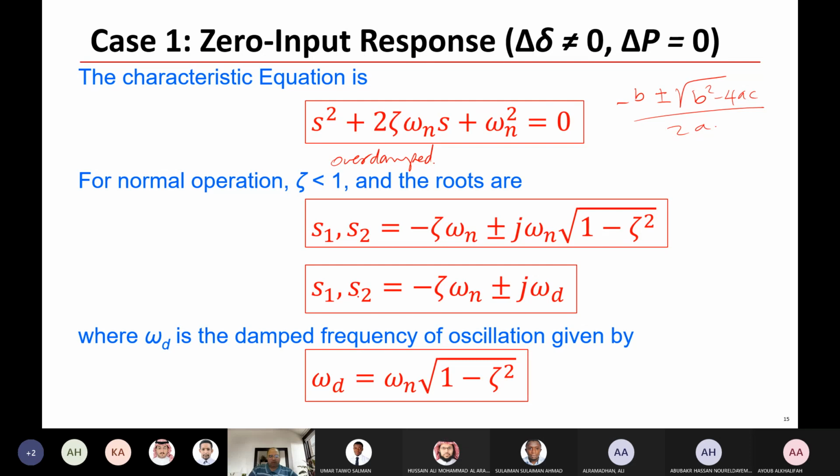So you can say S1 and S2 equal to a real part, which we can call sigma, plus or minus j omega d. This omega d is the damped frequency of oscillation, which is equal to omega n square root of 1 minus zeta squared. If zeta equals 0, you have the natural frequency, there is no damping, so both frequencies are the same. So omega d is the damped frequency of oscillation, which is omega n square root of 1 minus zeta squared. Okay?